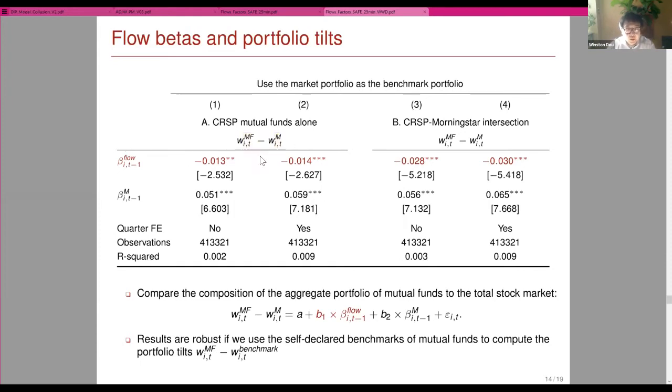That's the case. So we say the institutional investors as a whole, particularly the active equity mutual funds, hold less of those stocks with higher flow betas. And you may ask why we use this market as the benchmark, because sometimes the funds have their own benchmark. So here we show that the results are robust if we use a self-declared benchmark of mutual funds to compute these portfolio weights. Here the difference is not based on the market, but on the fund's self-declared benchmarks. So the result goes through.